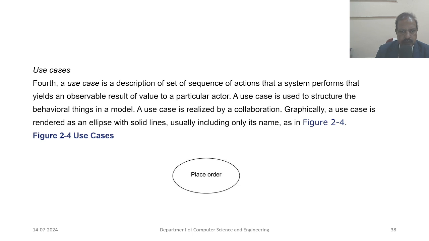Then we go for the use cases. A use case is a description of a set of sequences of actions. Place order, do this, do that, like that. A use case is used to structure the behavioral things. Okay, for the behavioral things, we use these use cases in the model. And a use case is realized by a collaboration. Graphically, a use case is rendered just like an ellipse, a solid line ellipse, right?